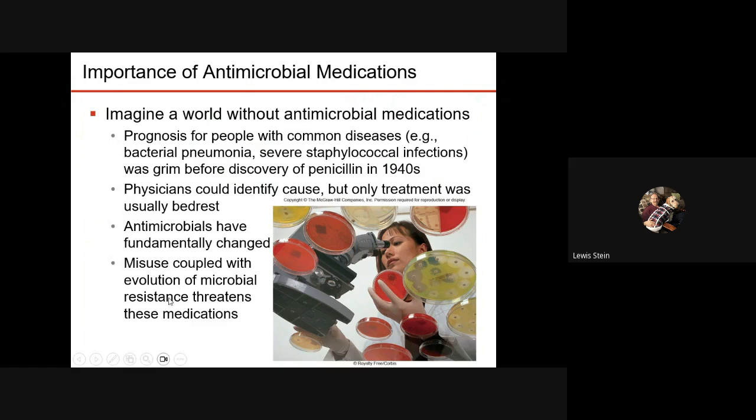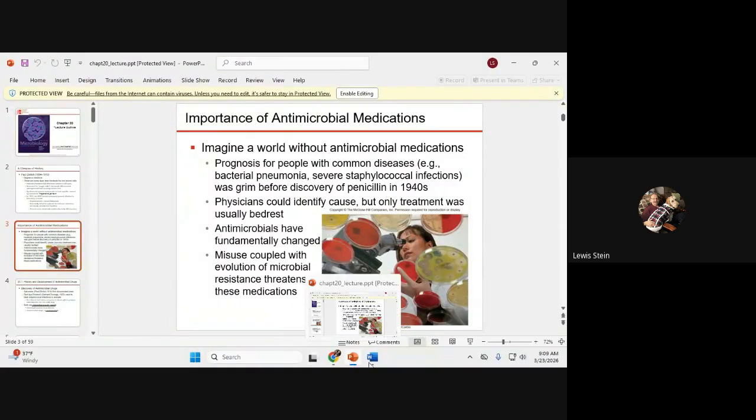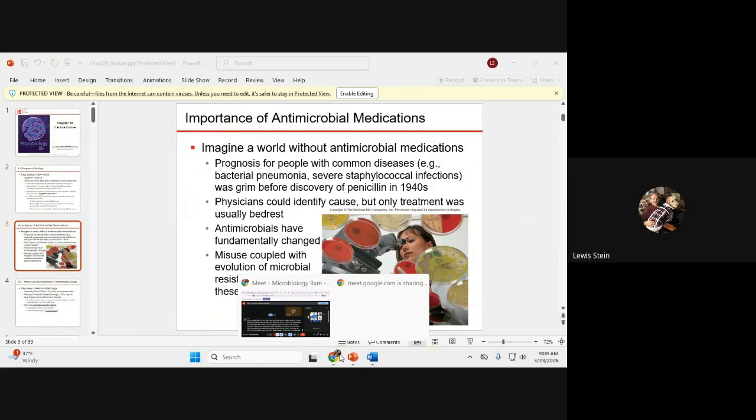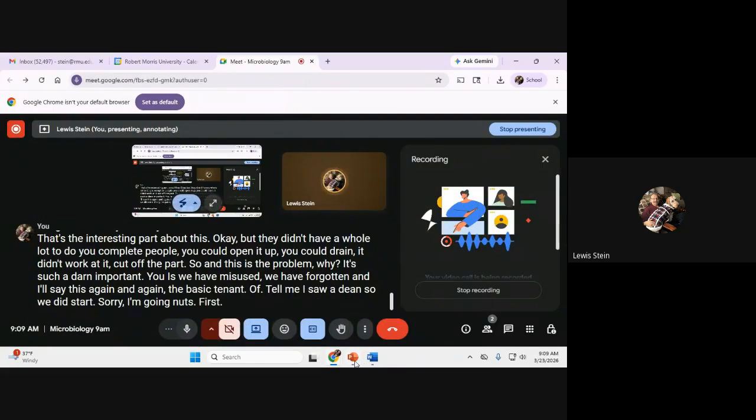So, and this is the problem, why it's such a darn important unit, is we have misused them. We have forgotten, and I'll say this again and again, the basic tenet of, oh God, I forgot. Tell me I saw a ding, so we did start. I'm sorry. I'm going nuts. First day, there it is, first day back.